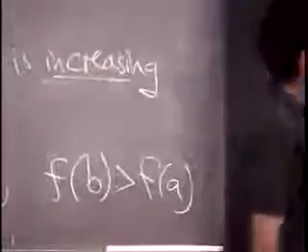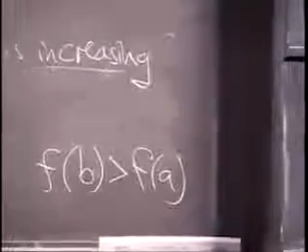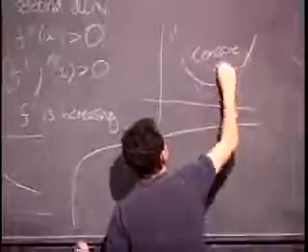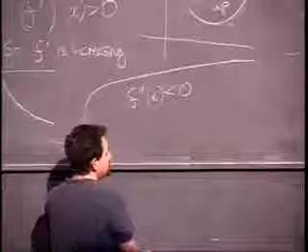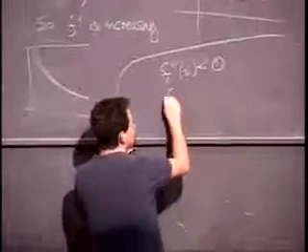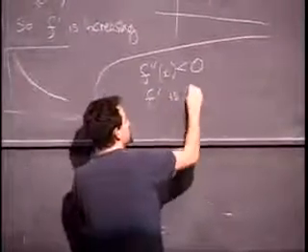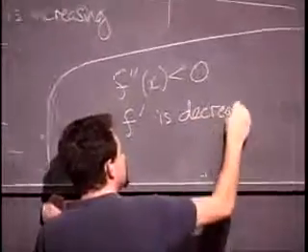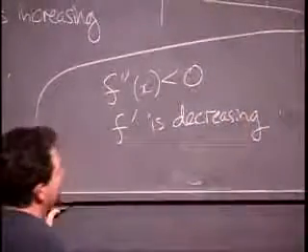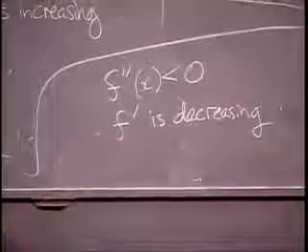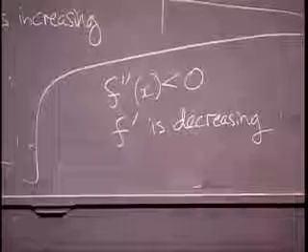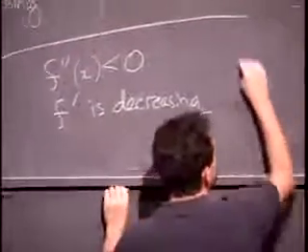Now, I should tell you what happens if, on the other hand, f double prime, so let me just mark this as concave up, is negative. What does that mean? Well, that means that the derivative is decreasing, because the derivative of the derivative is negative. So the derivative itself is decreasing. It's exactly the same as what we said over there. And that looks like this.